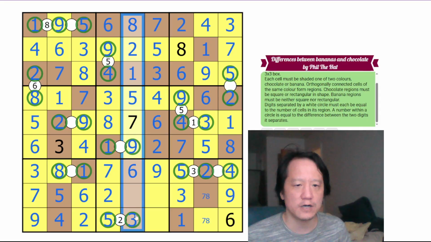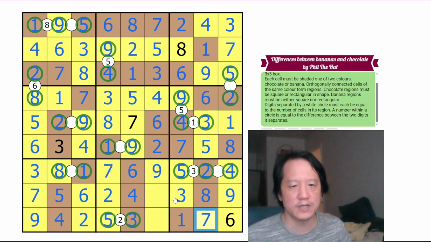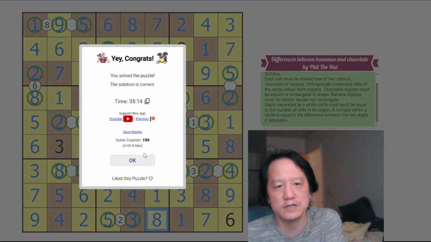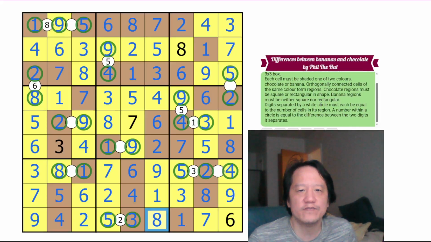Remaining digit in column 5 is a 3. 7. Oh, wait, that can't be right. It's a 4. 3 is here. 7 eliminates 7 here, so that's 8 and 7, which leaves this as a 1 and this as an 8. And that's how you solve it.